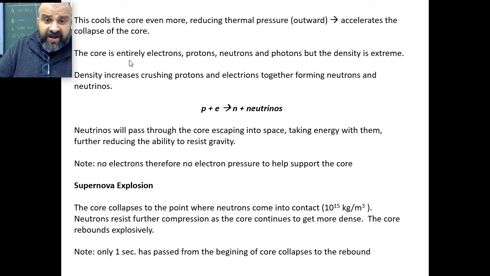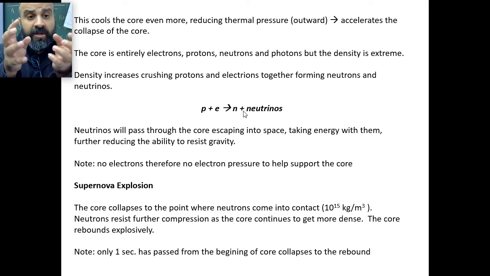The core is entirely electrons, protons, neutrons, and photons. So subatomic particles and the particle of energy, but extraordinarily dense. And this density is crushing everything together. So the density crushes photons, so energy particles, with electrons together, forming neutrons and neutrinos. So the electrons get used up. Photons and electrons create neutrons and neutrinos. This is important. There's no more electrons.